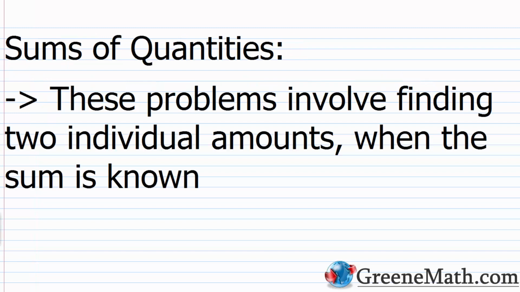All right, so let's start out by looking at some different types of problems that you will encounter. The first type is called sums of quantities. You're going to see these right away when you get to your Algebra 1 section on applications of linear equations. These problems involve finding two individual amounts, sometimes it's more than two, when the sum is known. So that's the key: you're finding individual amounts when the sum is known. Let's take a look at an example.